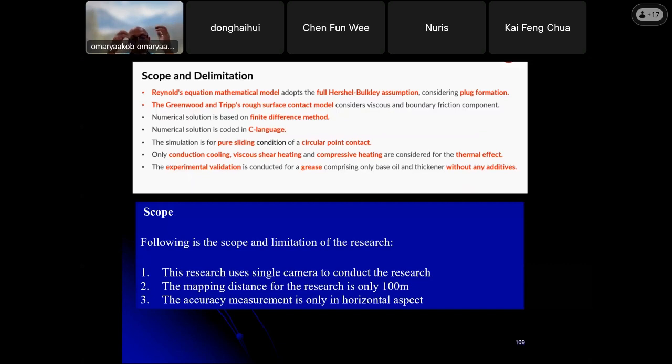This research uses a single camera to conduct the research. The mapping distance for the research is only 100 meters. Accuracy is only in the horizontal aspect. So these are the limitations of your study. You already put that so that people do not question beyond that. You cannot do everything. So what are the things that are included? What is not included? That's why you need to explain that.